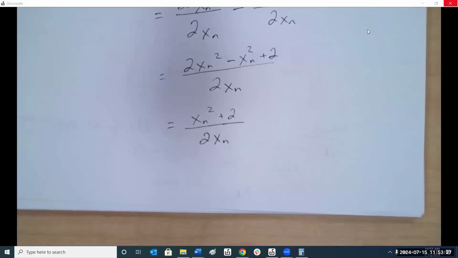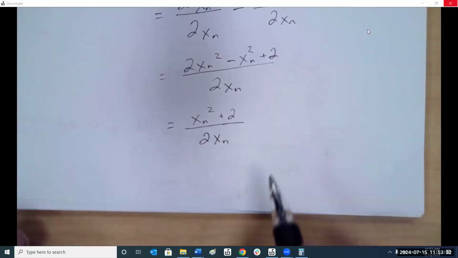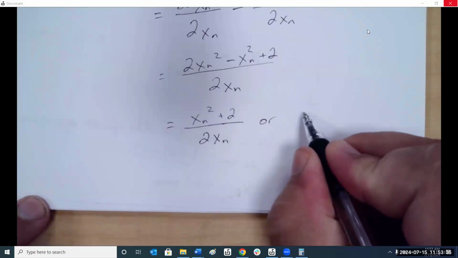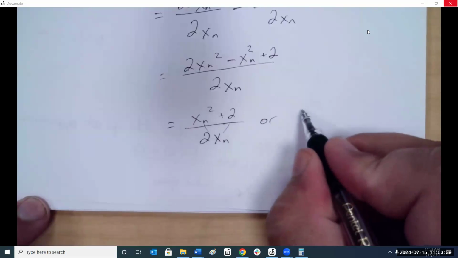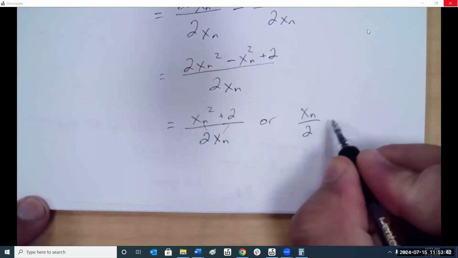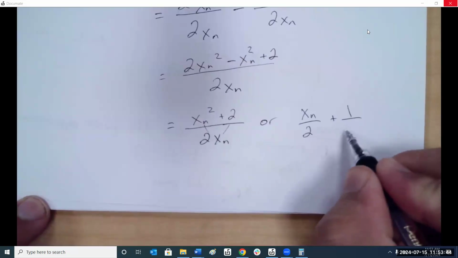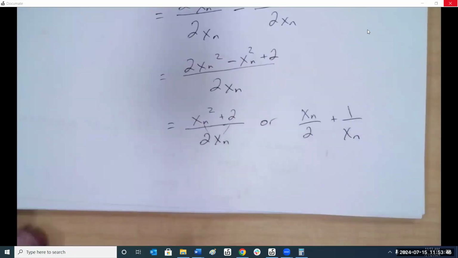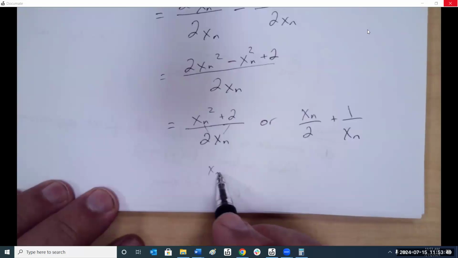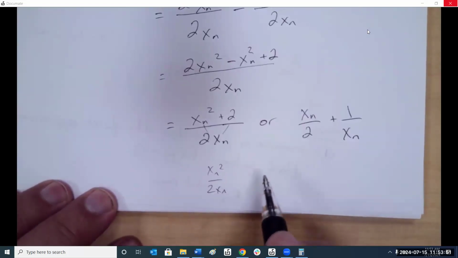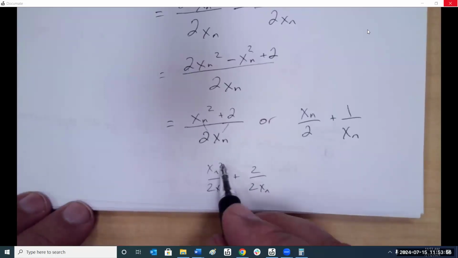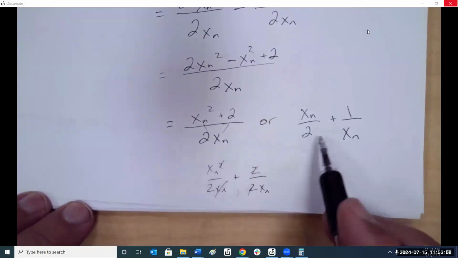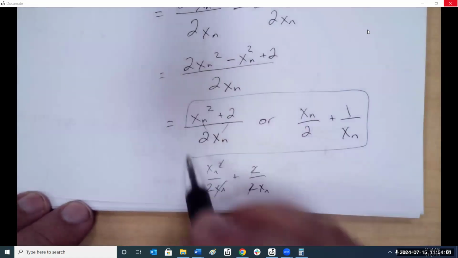You could leave it like that, or since we have a monomial on the bottom, you can split it up. Or we could put this under both of these. So the xn's cancel, and the 2's cancel there. And we can make it xn squared over 2xn plus 2 over 2xn. One of these cancel and the 2's cancel. So you can use either one of these two equations.